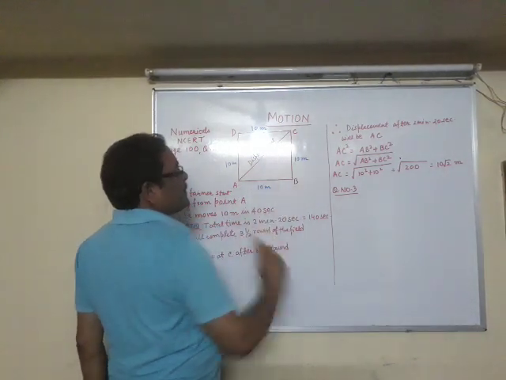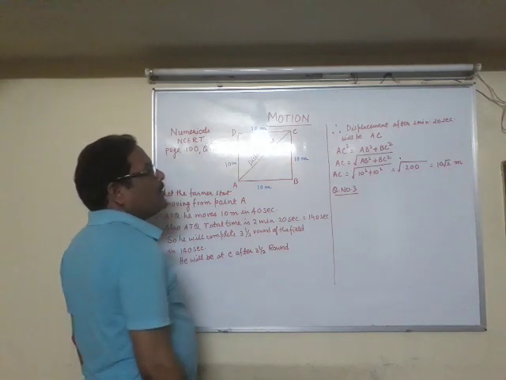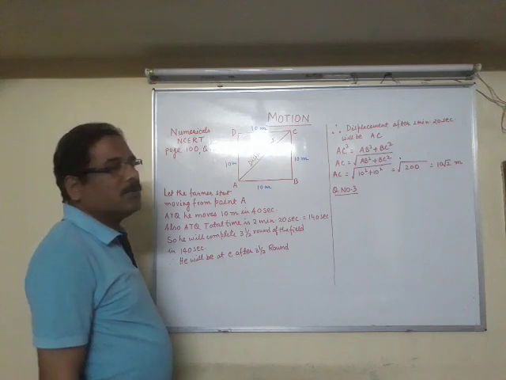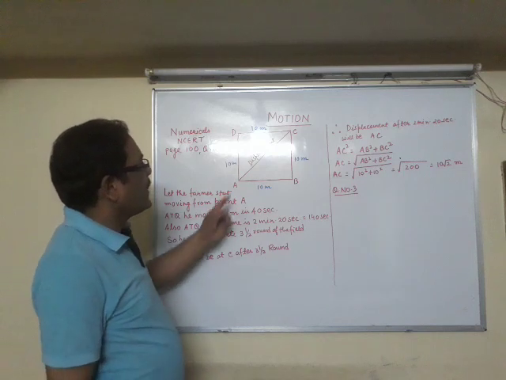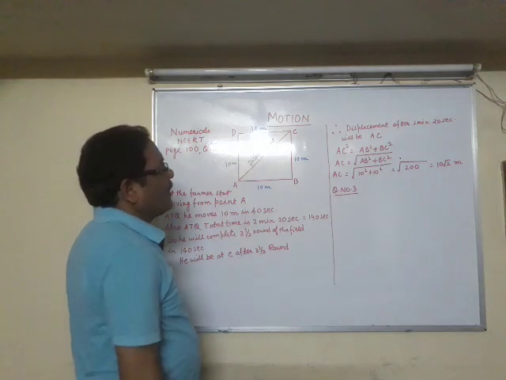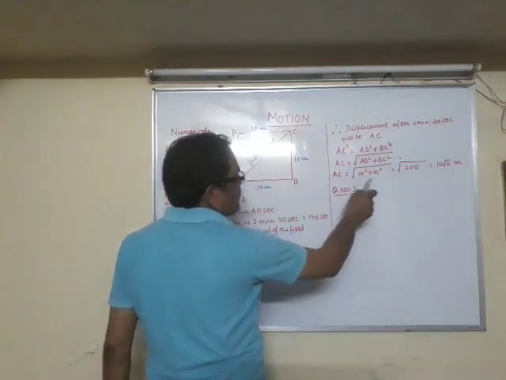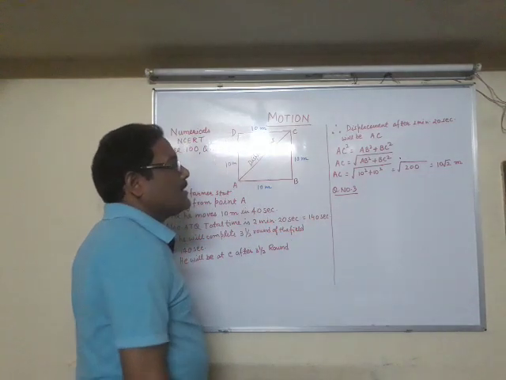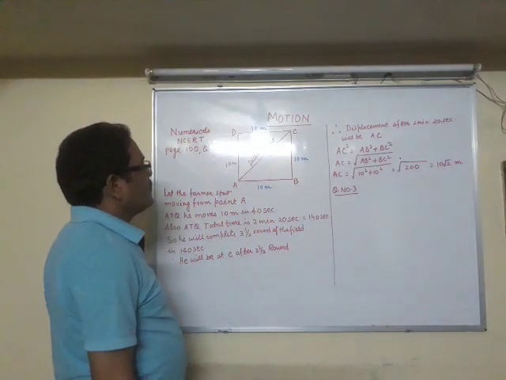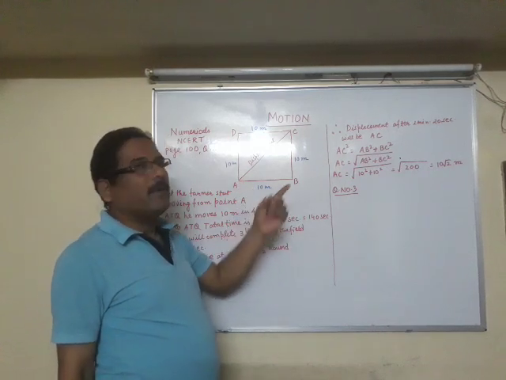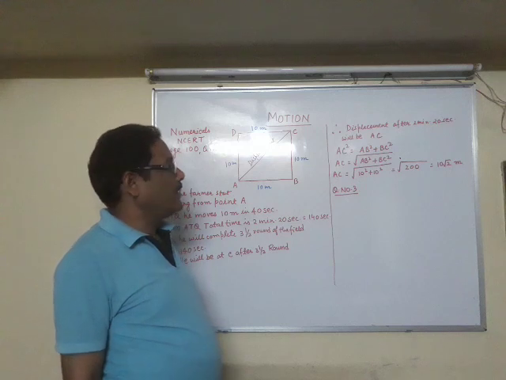Now ABC is a right angle triangle, and again you have to use Pythagoras theorem to find the magnitude of displacement. So we can write AC square is equal to AB square plus BC square. When you substitute the values, it will be root over 200. This can be written as 10 root 2 meter. So displacement after 140 seconds will be 10 root 2 meter.